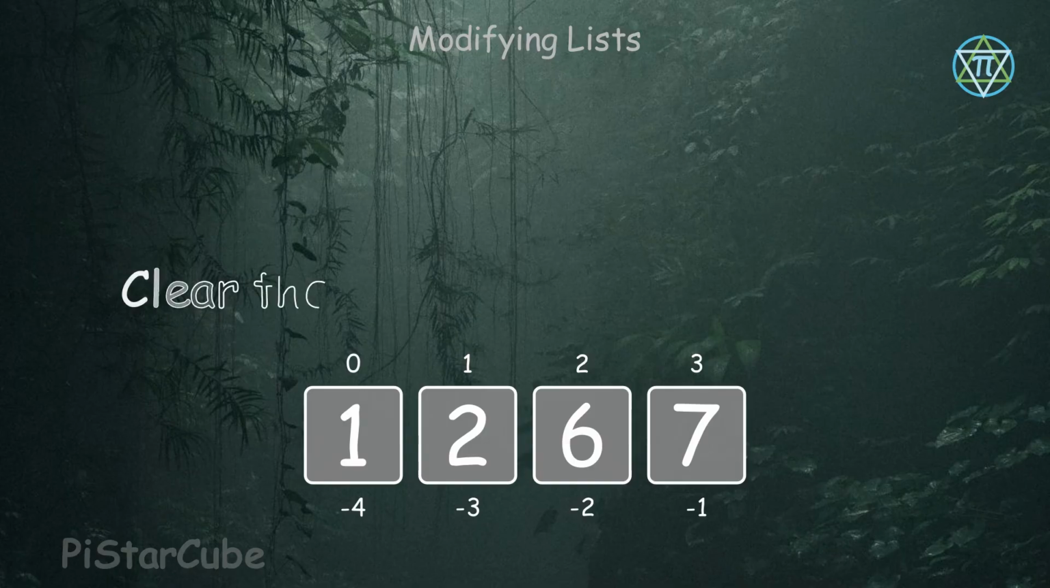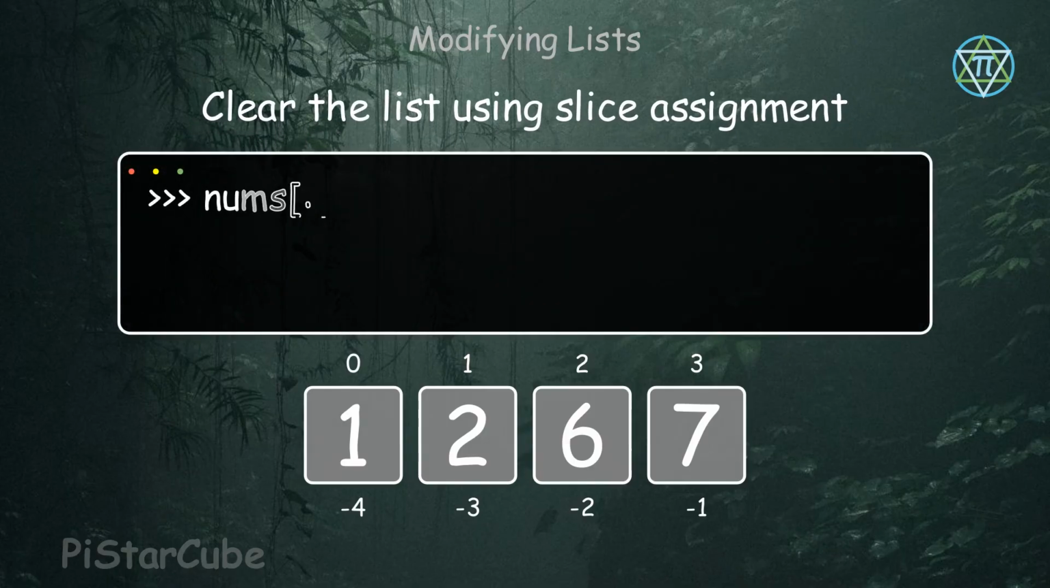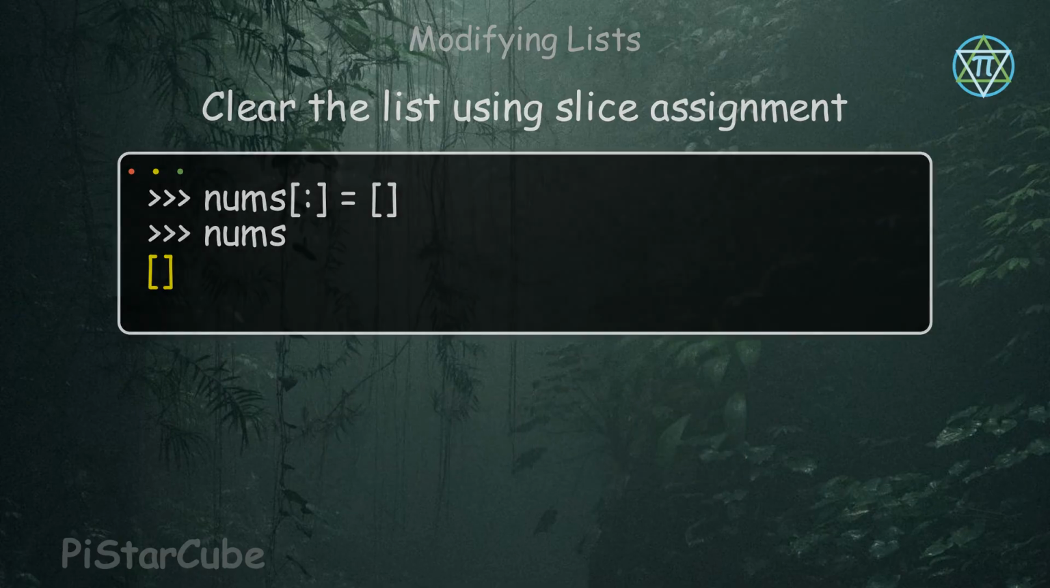Finally, we can also clear the entire list using slice assignment. By setting the slice equal to an empty list, we remove all items from the list. This is similar to using the clear method. Now nums is an empty list. It's another way to wipe out all the elements at once.